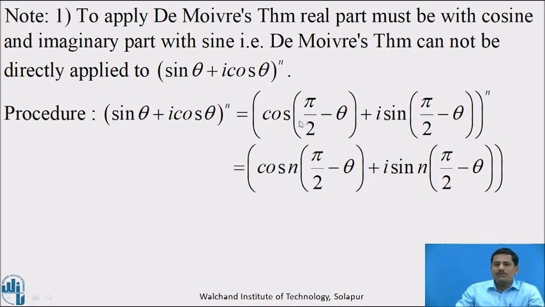We know the relation between cos and sin. Sin theta can be converted into cos by the result sin theta equals cos of pi by 2 minus theta, and cos theta can be converted to sin of pi by 2 minus theta. Now we can see the standard structure of De Moivre's theorem, with a power on the bracket. Now we can apply De Moivre's theorem. We get cos of n into (pi by 2 minus theta) plus i sin of n into (pi by 2 minus theta). So this is the procedure when the real part is given as a sine and the imaginary part as a cos. In such a case, we cannot apply De Moivre's theorem directly.